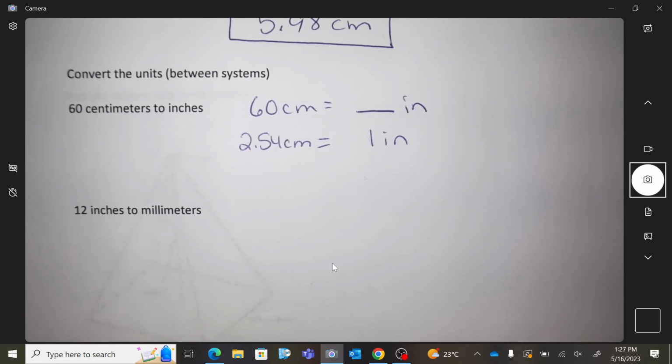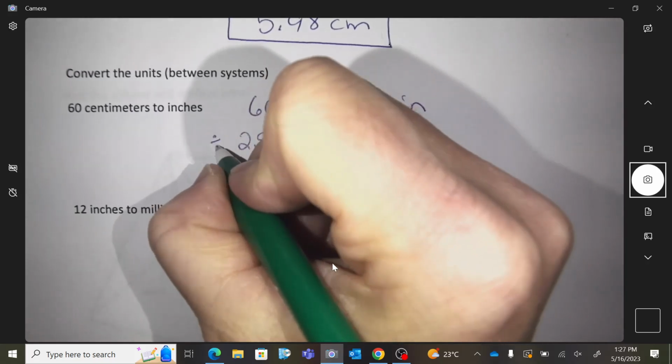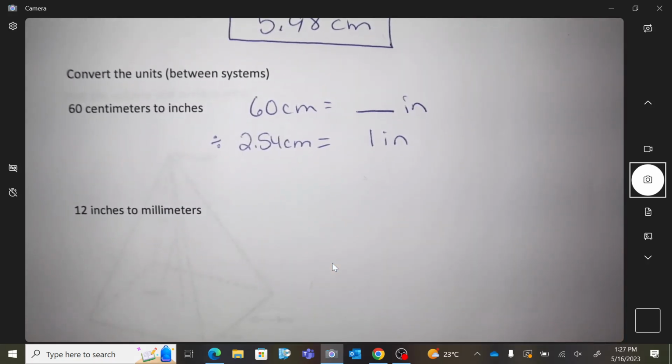So I found it from the formula sheet. I got them lined up. Is this a times or a divide is what you're asking yourself. Did you pick divide?